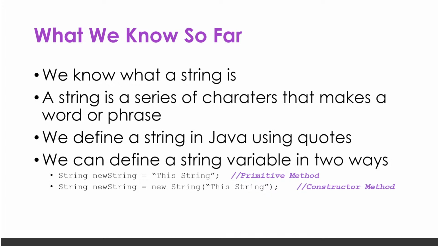And when we see a sequence of characters surrounded by quotes in Java, we know that that's a string. And we can define a string in one of two ways, right? In general, you can use the primitive method, but we've been trying to use the constructor/object method to declare strings, which is our secondary one here. String, new string equals new string, whatever. Whatever we want to call it.